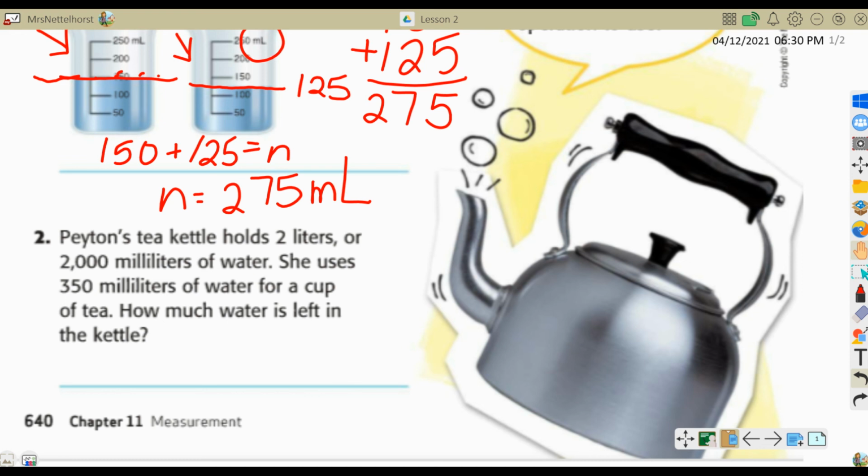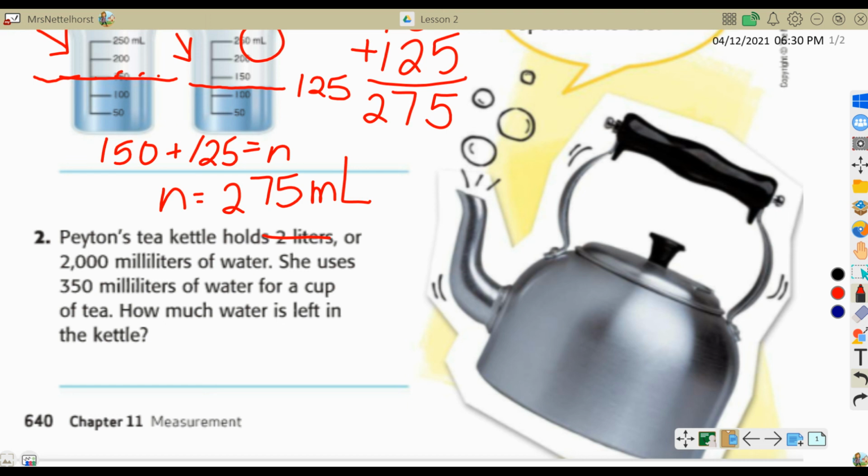Okay, so now let's read it with the numbers. Peyton's tea kettle holds 2 liters or 2,000 milliliters of water. She uses 350 milliliters of water for a cup of tea. All right, so 2 liters is the same as 2,000 milliliters. So we do not need to use the 2 liters in our equation because they told us that 2 liters is the same as 2,000 milliliters. Okay, she's going to use up 350 milliliters of water for her tea.